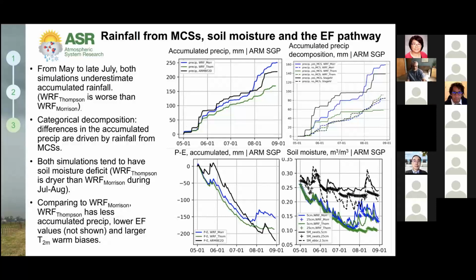And in this exercise, about 40% of the warm biases can be explained by evaporative fraction in the Wolf-Morrison simulation, and the number is 66% for the Wolf-Thompson simulation.